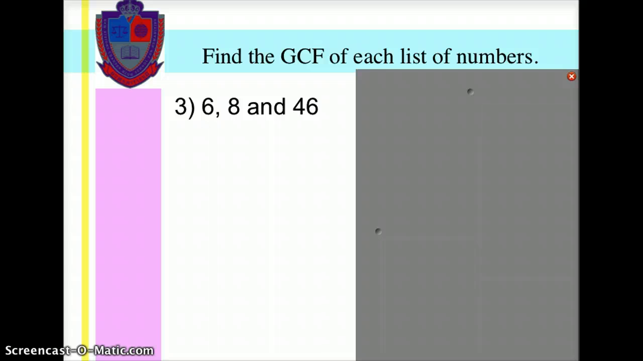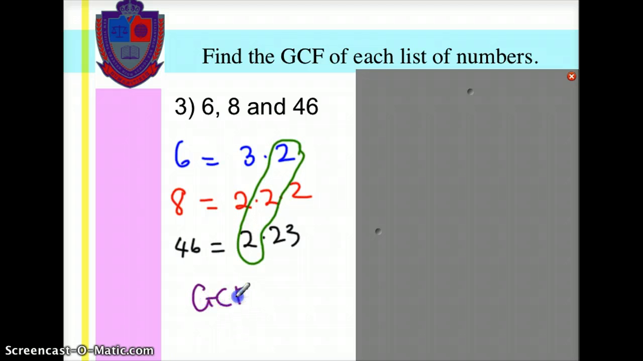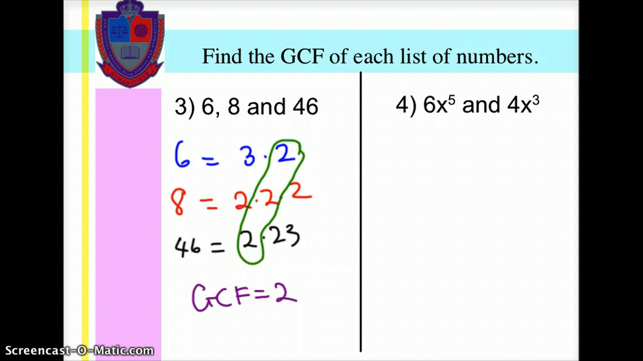Now what about if I have three numbers? 6, I know it's 3 times 2. Good. 8, I know it's 2 times 2 times 2. That's what we just did. And then 46 is actually 2 times 23. 23 is prime. Now look for this. Do they have anything in common? They all have a 2 in common. So that's the only thing. So all I do is GCF is equal to 2. That's it. Nothing else.